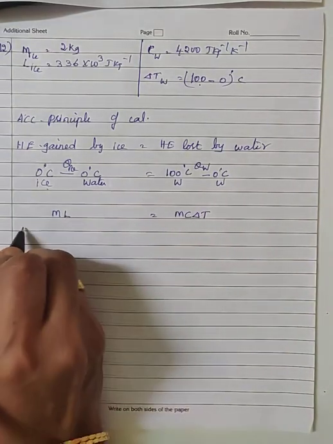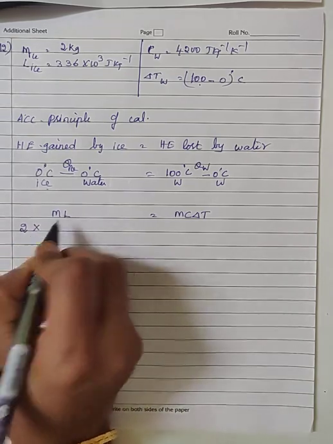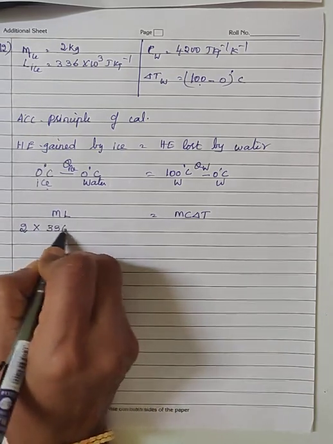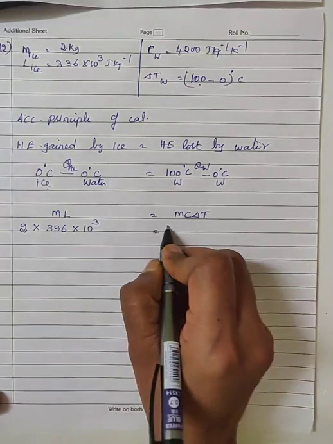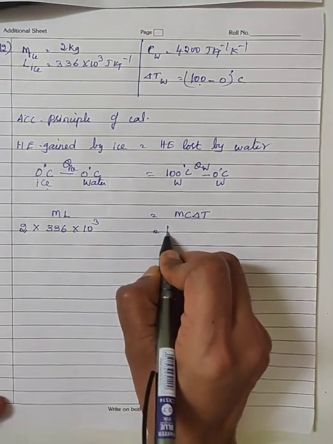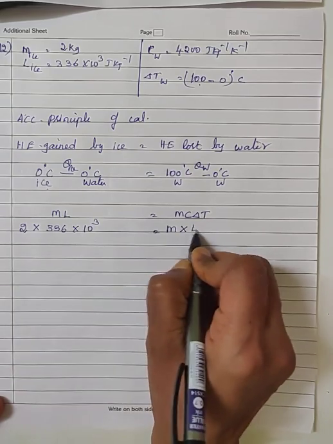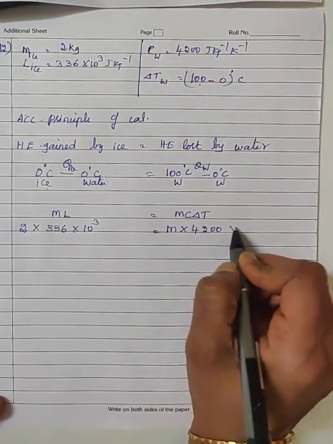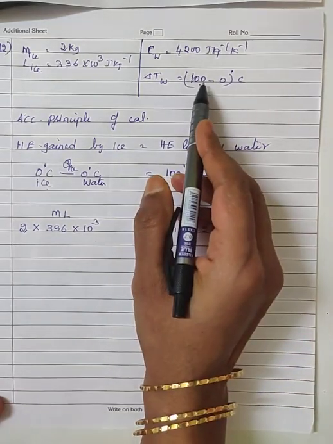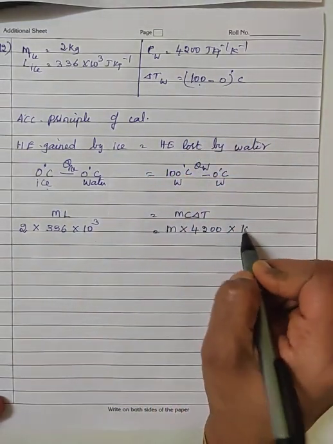Substitute for mass of ice. Mass of ice is given as 2. Latent heat L is given as 336 into 10 power 3. Here mass of water you are asked to calculate, so keep it as M. Specific heat capacity of water is given as 4200 joule per kilogram per Kelvin. Change in temperature of water is 100 minus 0 is equal to 100.